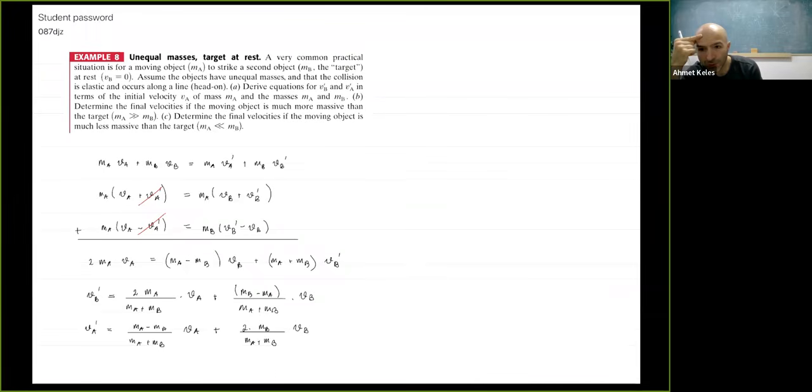So it should be 2 MB VB. I'm not sure which part you are referring to, but if you think there is something wrong, we can fix it.